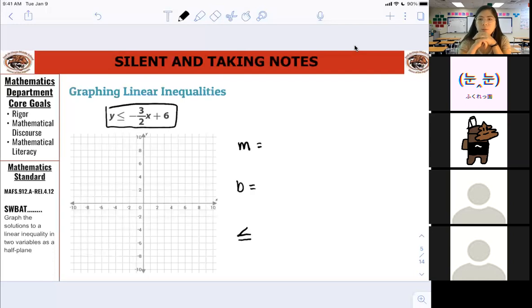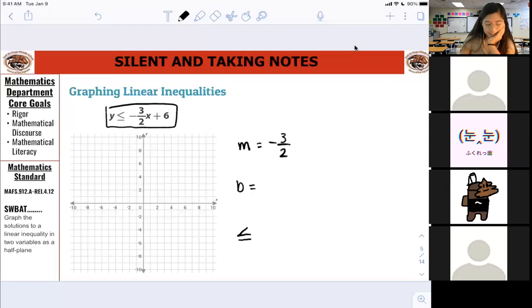Alrighty. So who can tell me what is the slope? -3 over 2. Perfect. -3 over 2. What is the y-intercept? 7. 6. 6, my bad. And then what does my less than sign tell me to do? Less than or equal to? It's a solid line below. Good. Solid and below. Awesome.